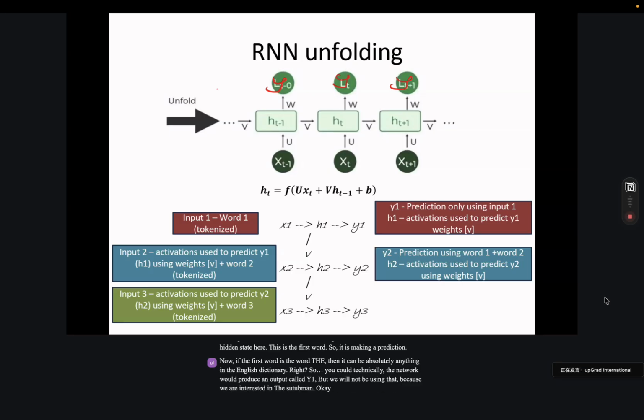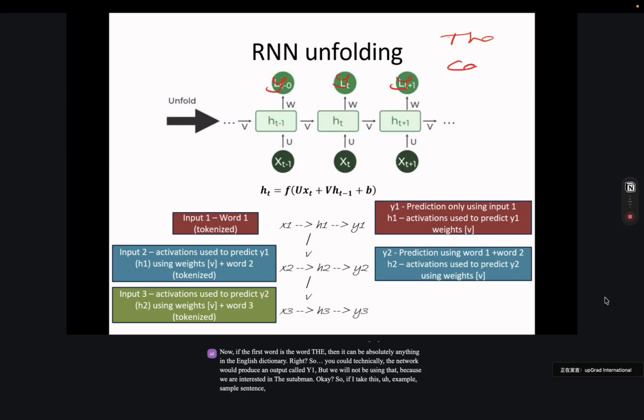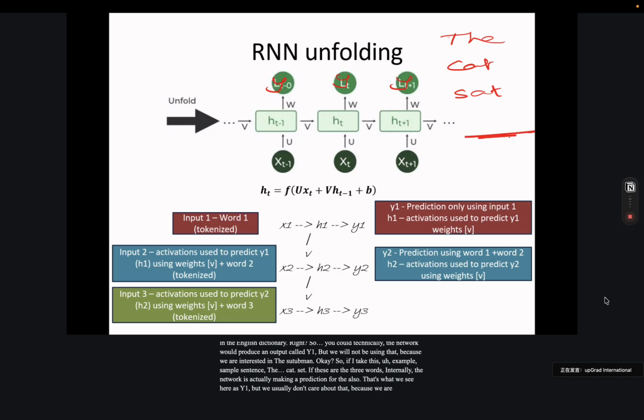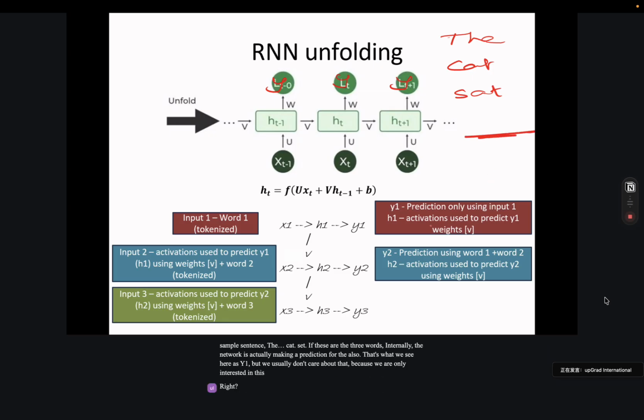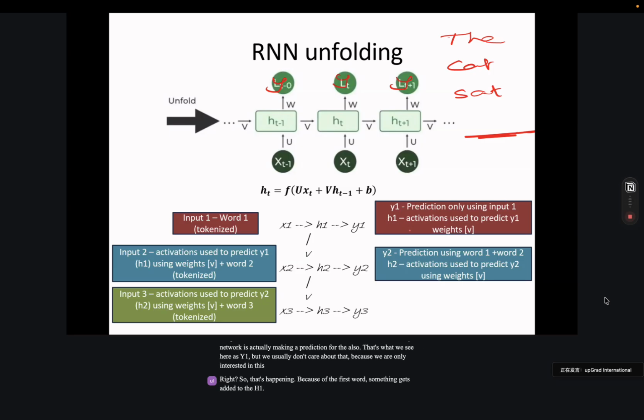Okay. So if I take this example sample sentence, the cat sat. If these are the three words, internally the network is actually making a prediction for the also. That's what we see here as Y1. But we usually don't care about that because we are only interested in this, right? So that's happening. Because of the first word, something gets added to the H1. So the hidden state is created here, and that hidden state goes to the next word.